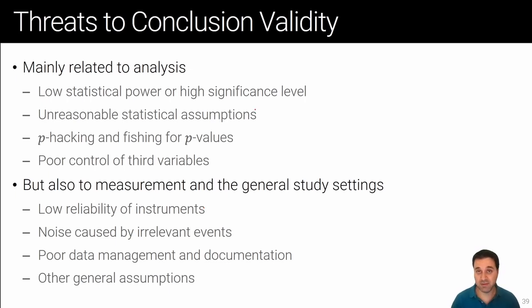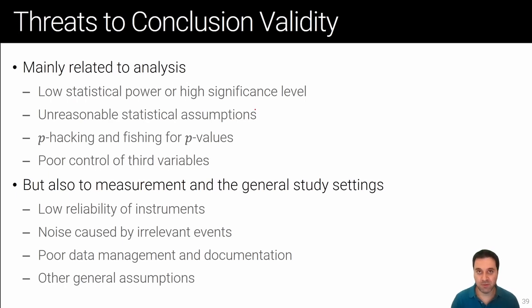Maybe unreasonable statistical assumptions. Maybe we run a test that makes a certain, somewhat strong assumption that is really not met by our data. Then one could call into question the validity of our conclusion because we are breaking this assumption of the statistical test. Maybe p-hacking or fishing for p-values, which essentially is trying to look into the data in all possible ways until we find a positive result. That's p-hacking or fishing for p-values.